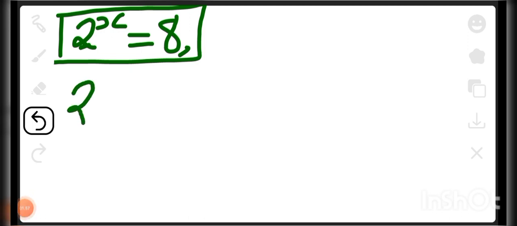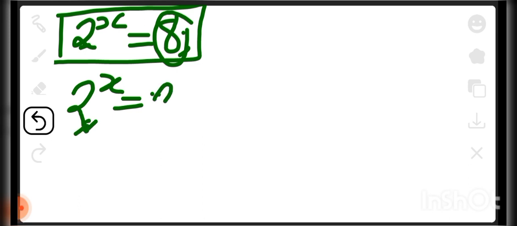So if I have 2 raised to power x here, now what will I raise 2 to? I want to make the two bases to be 2. What will I raise 2 to, to give me 8? I will repeat 8 in this place, but I will ensure that the 8 is written in the form of indices in which the base will be 2, since we already have 2 here. So what will 2 be raised to give us 8? 2 raised to power 3.